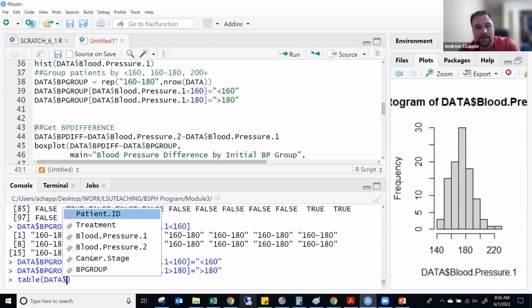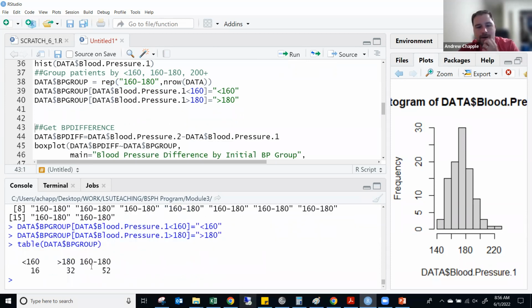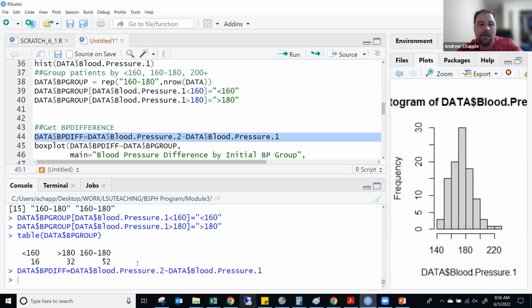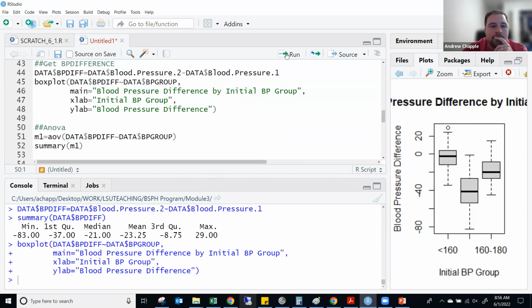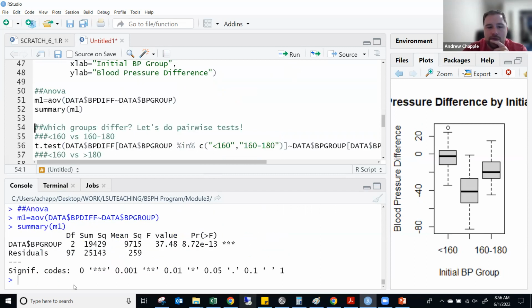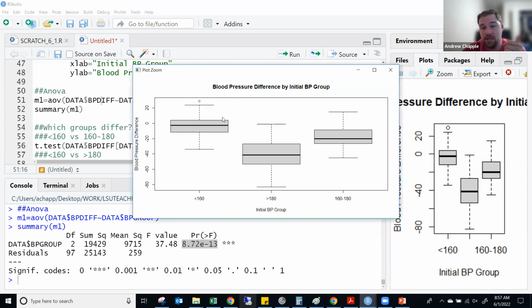Now, once I do that, I can look at my BP group. Here I have all these values. I can calculate the difference here. That's what this line does. So BP diff's not a thing now. Now it is. I can say summary data BP diff. Here we go. I've got a summary of my data points. Then I can do a box plot. I can do an ANOVA. So you can see the ANOVA here. I ran this line and summarized it. Again, you have to do the summary on ANOVA. I get a very small p-value, which means I reject the null that these are equal in terms of means, and you can see that.